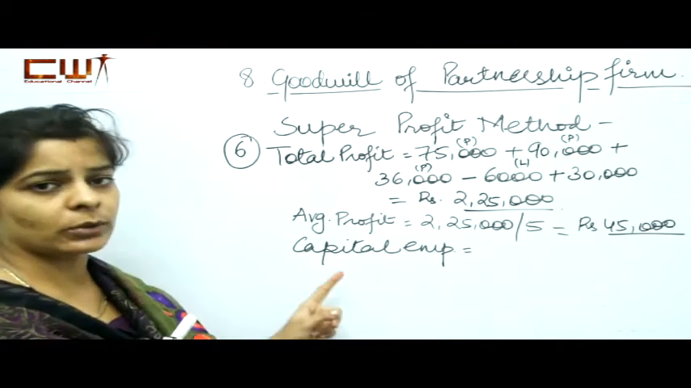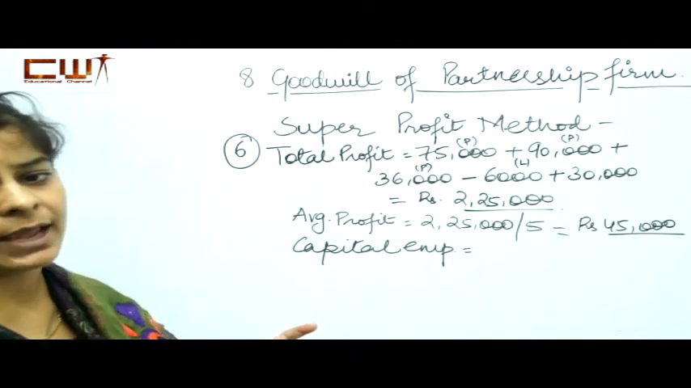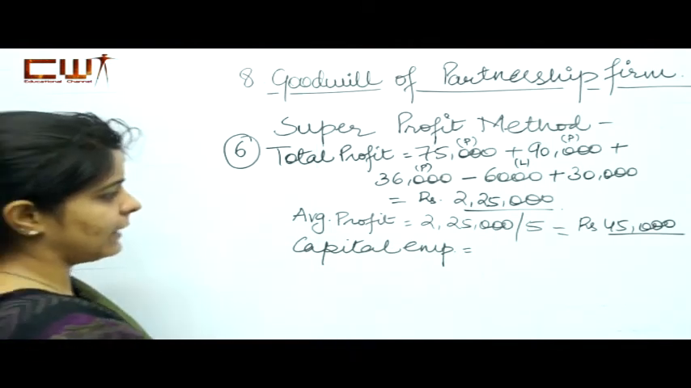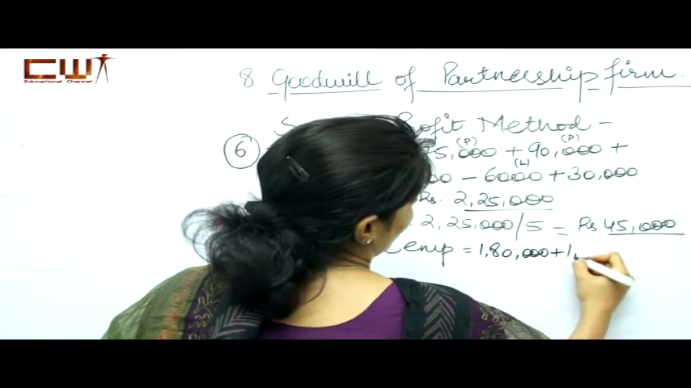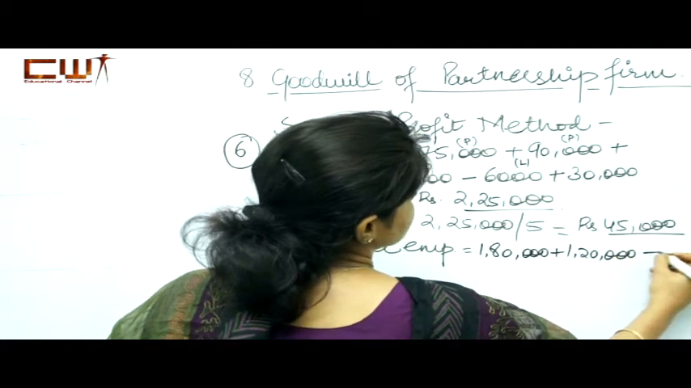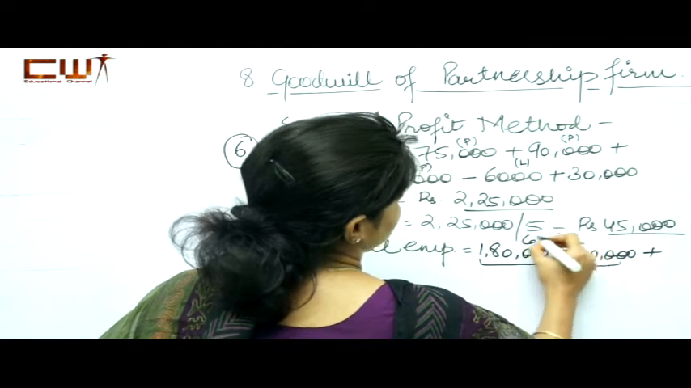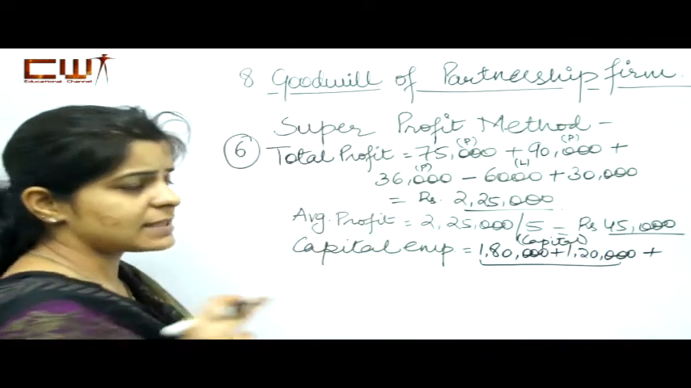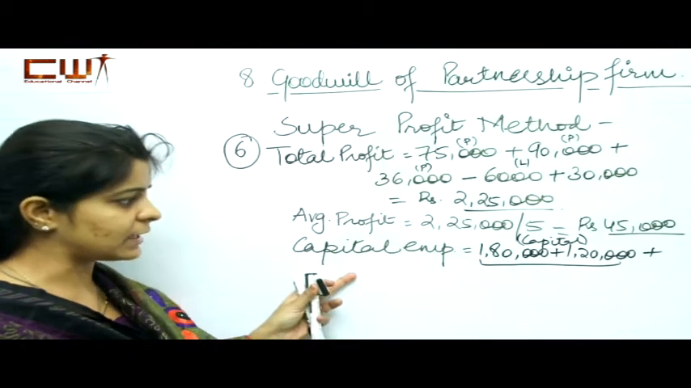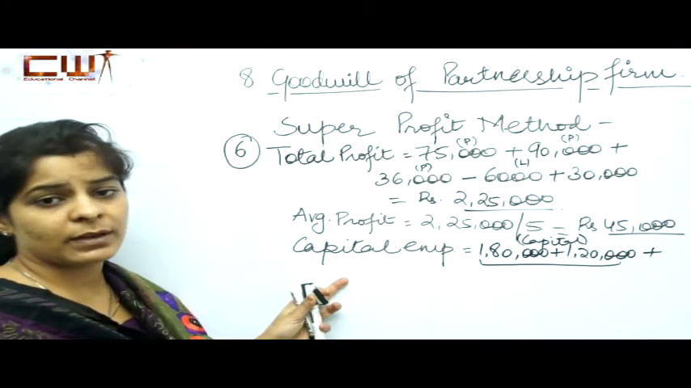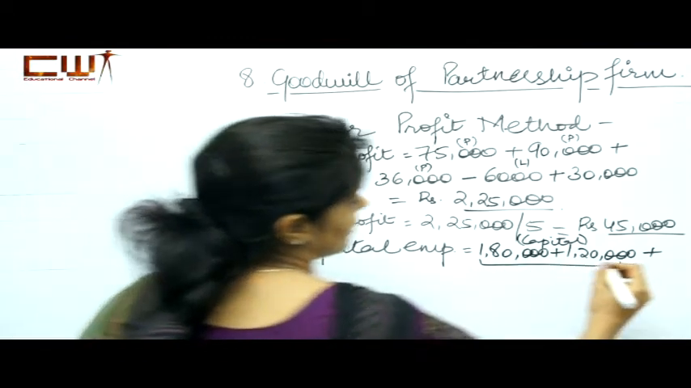You add up the capital of the two partners, that is 1,80,000 and 1,20,000. 1,80,000, that is the capital of the first partner. 1,20,000 capital of the second partner. This you will add up. This is the capital of the two partners, right? And the second thing which you will add, which was not given in the last question but is given in this question, that is why I am solving it: the profit and loss balance credit that's given to you, and that is 30,000.